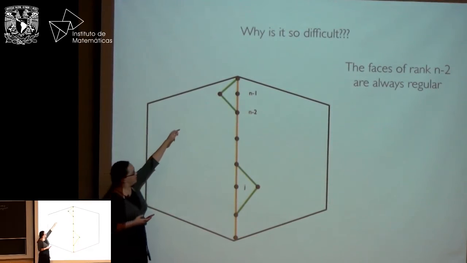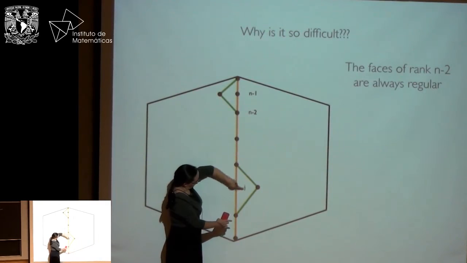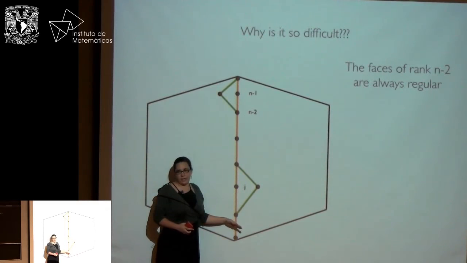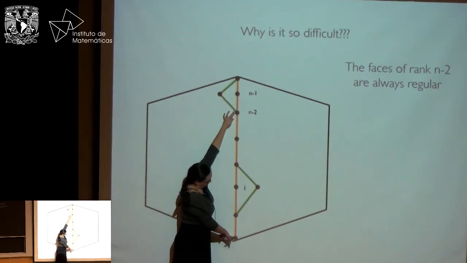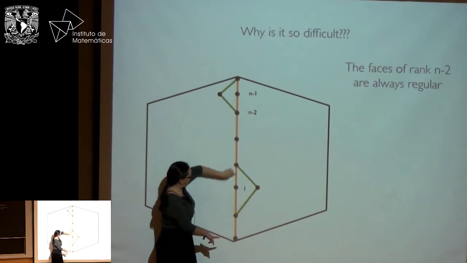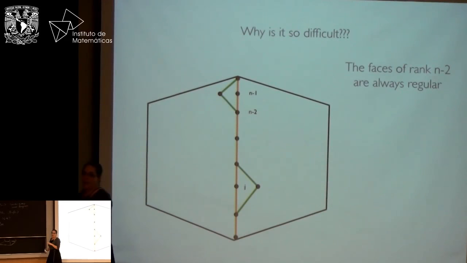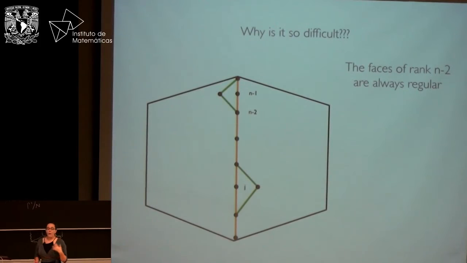If I fix this element here, and move this to any level, then all of those flags are in the same orbit. And that means that if I only take a look at this thing here, I have one flag and all the adjacent ones in the same orbit. So I have all the possible reflections, and therefore the thing is regular. And why is that a problem?